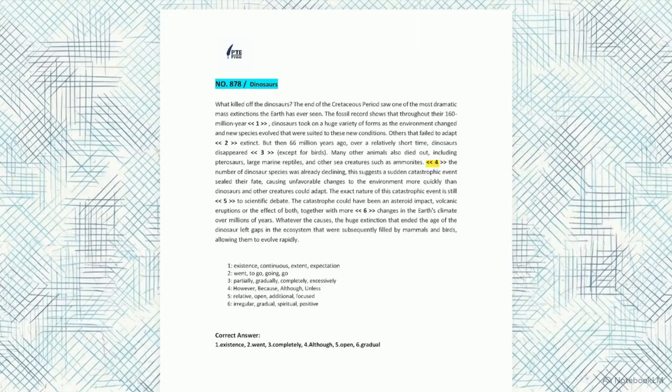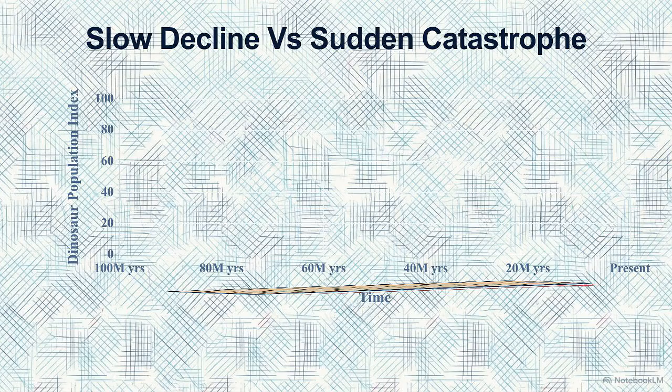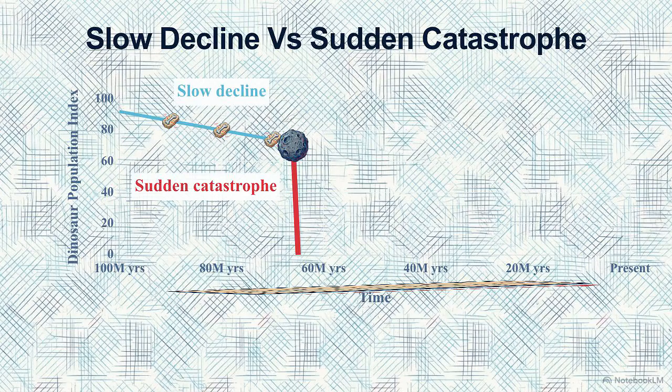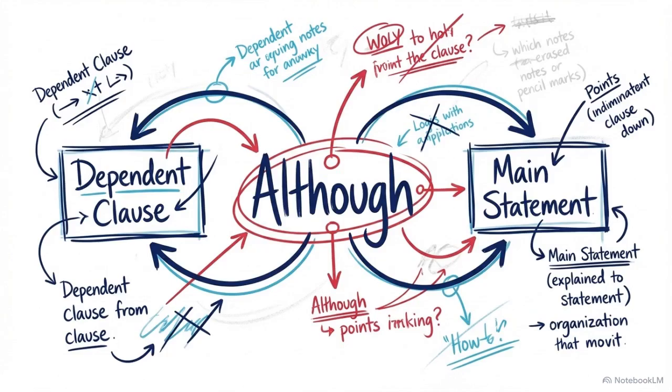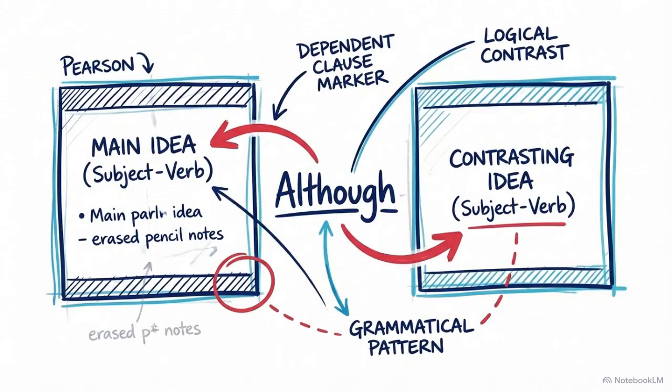Blank 4 sits at the start of a sentence with two distinct ideas. The first clause states that dinosaur populations were already in decline. The second clause introduces the idea of a sudden catastrophic event that ended their lineage. These two ideas, a slow decline and a sudden catastrophe, stand in contrast to one another. Although is the only conjunction provided that can link a dependent clause of contrast to the main statement in this structure. Structural markers like conjunctions and parenthetical qualifiers provide the necessary information to determine the logical relationship between two ideas.